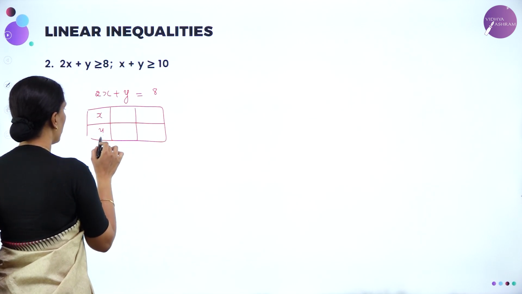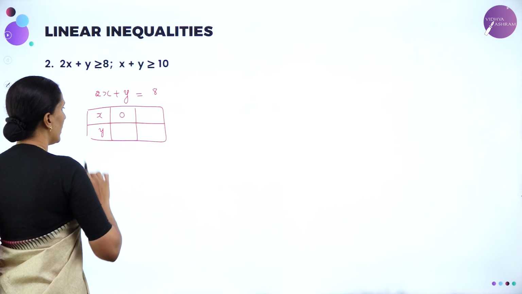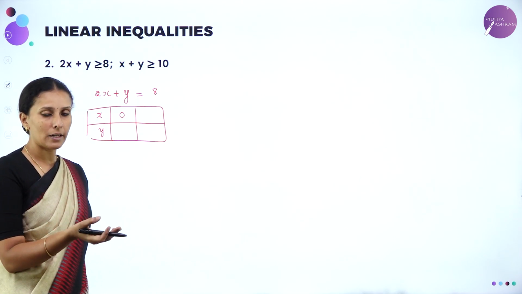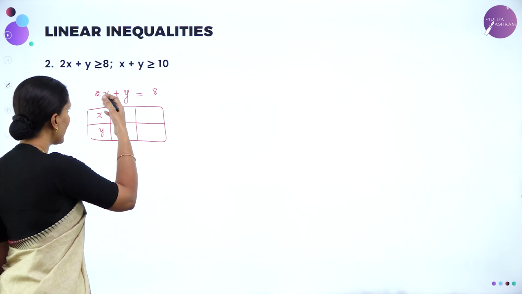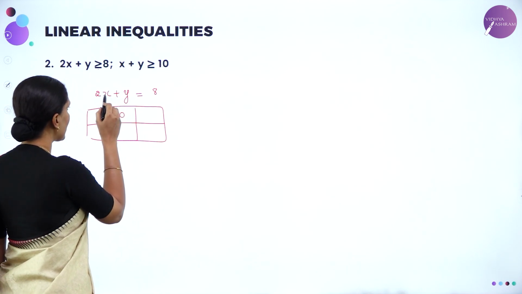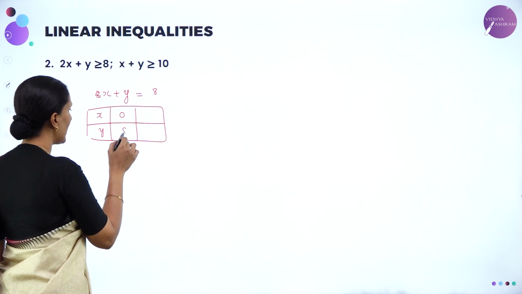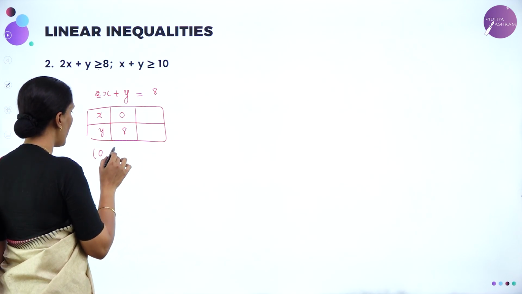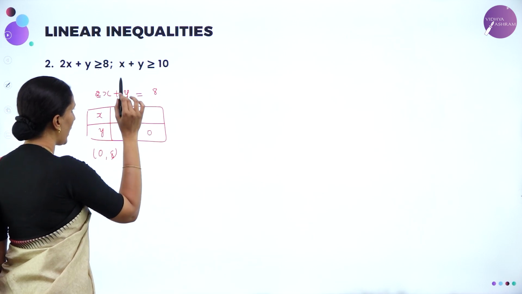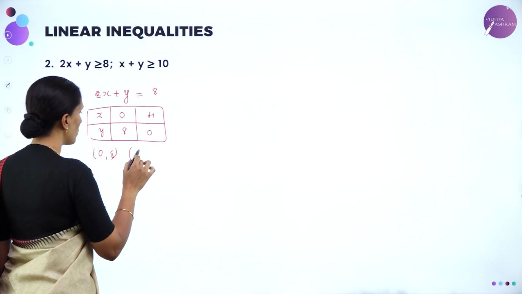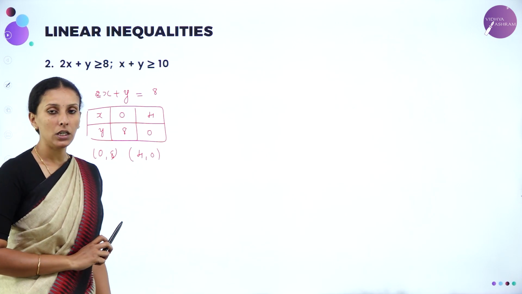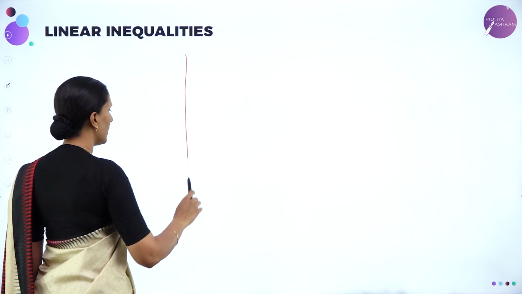So x, y. If you take x as 0 and y as 0, it's easy. We can also take other points, but if you take 0 and 0, you will get the points very quickly. If you take x as 0 here, then we get y as 8. So the first point is 0, 8. Next, if I take y as 0, then 2x is equal to 8, which implies x is equal to 4. So the next point is 4, 0. Now let us draw this line on the coordinate plane.